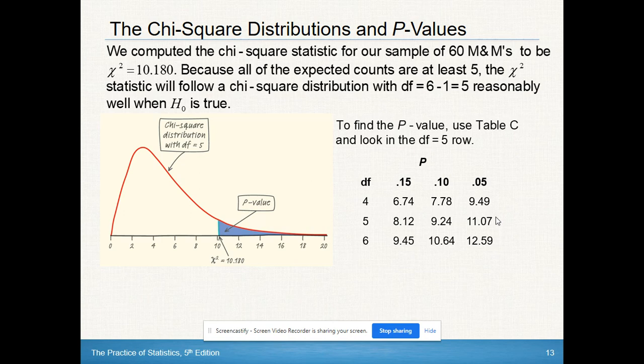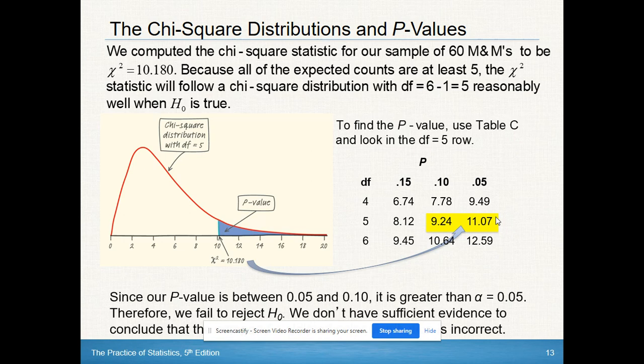Now we want to see where our test statistic lies. So if you look right there, our value of 10.18 is going to lie between 9.24 and 11.07. That means our p-value is going to be somewhere between 5% and 10%. So conclusion-wise, since our p-value is between 5% and 10%, it's greater than the 5% significance level that we were going to be using. Therefore, we're going to fail to reject the null. We just don't have sufficient evidence to conclude that the distribution of M&Ms is incorrect.